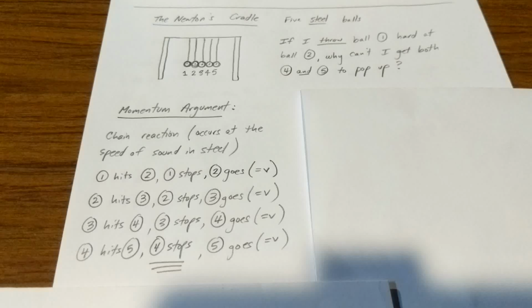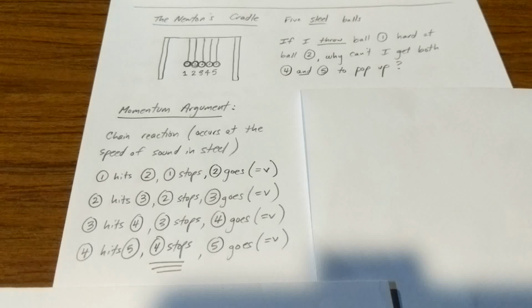When you drop one ball or throw one ball towards this chain of hanging steel balls, there's a chain reaction that occurs at the speed of sound in steel. Here is that chain reaction broken into singular events that take place. Ball number 1 hits ball number 2. Ball number 1, since it has the same mass as ball number 2, comes to a complete stop because of conservation of momentum, and ball number 2 takes off, going exactly as fast as ball number 1 had been going.